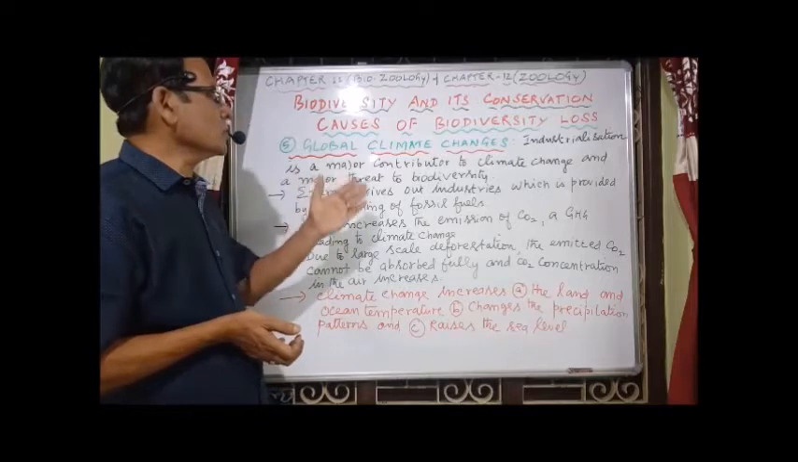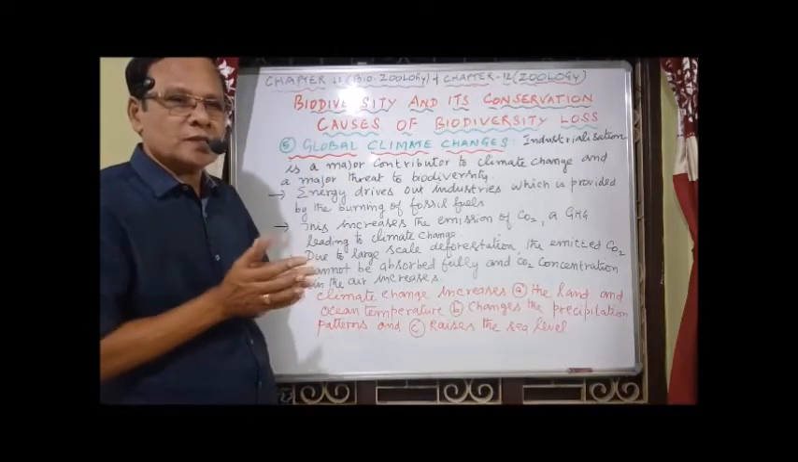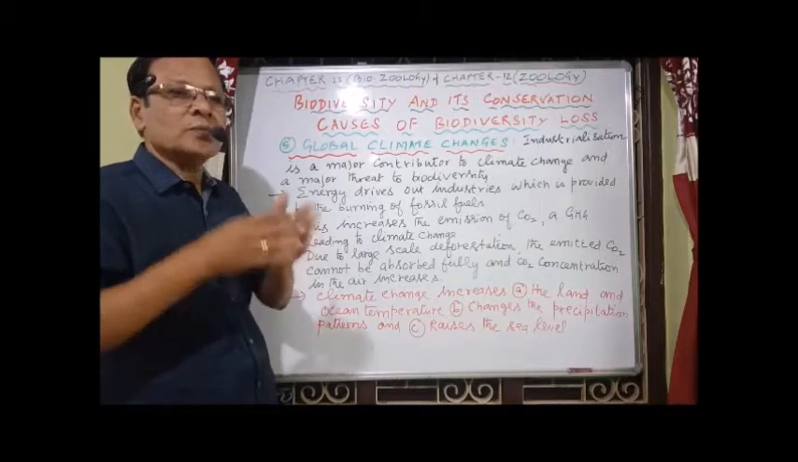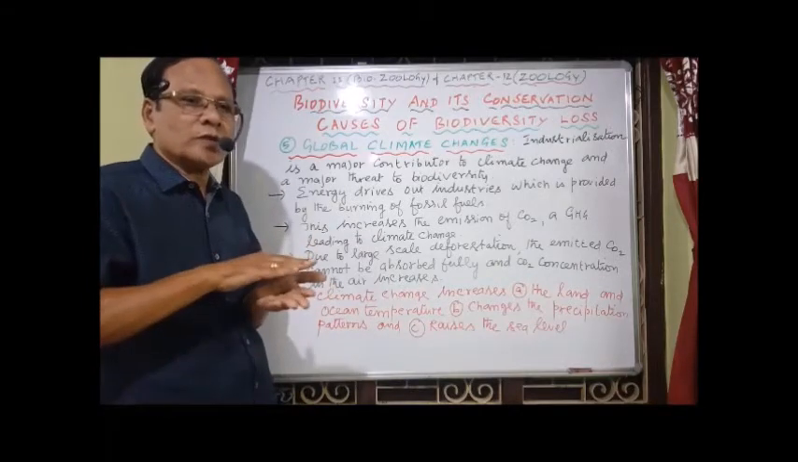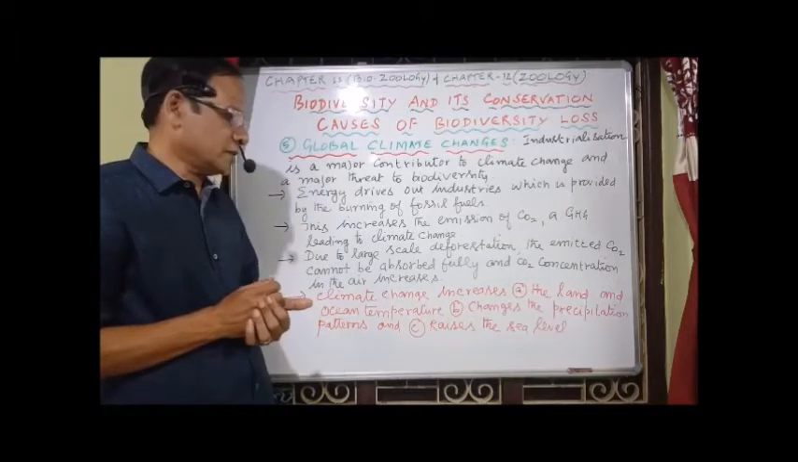So the global climate change causes some effects, and these effects in turn cause the melting of glaciers. That is why the sea level increases, and we cannot predict the weather patterns, etc.